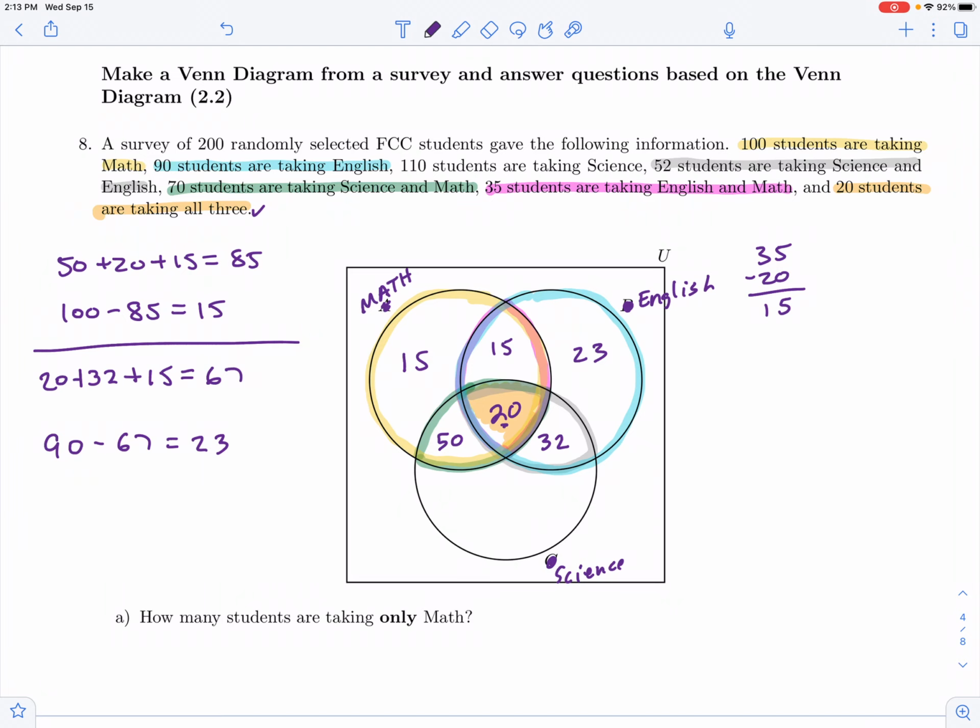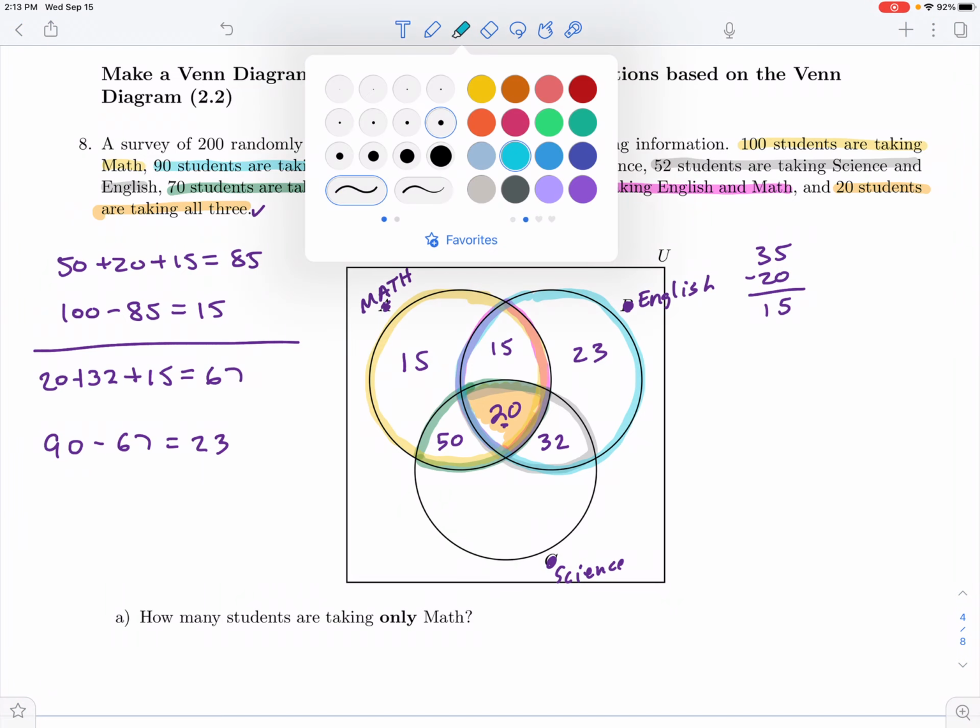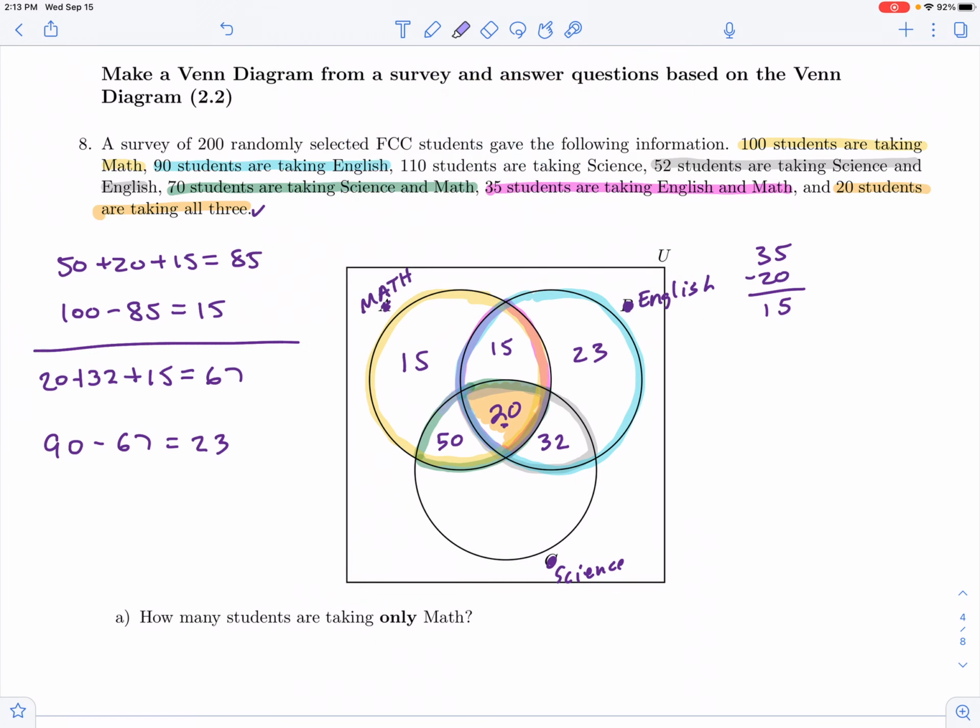Finally, let's do the same thing with science. Let me pick another color here. Let's go for this violet looking color. If we look at this violet color, there are 110 students who are taking science, but there's already 50, 20, and 32 in the circle. So let's first figure out how many there are in the circle.